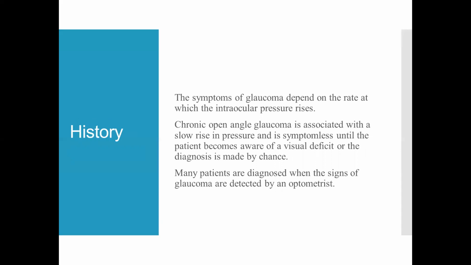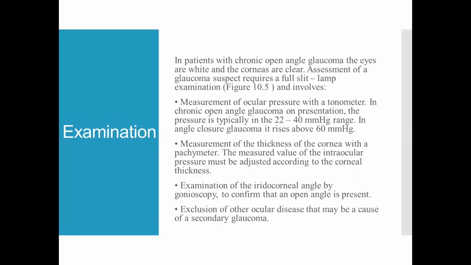History. When a patient comes and you ask them for the history, the symptoms of glaucoma are going to depend on the rate at which the intraocular pressure rises. Chronic open-angle glaucoma is usually associated with a slow rise in pressure and is symptomless until the patient becomes aware of a visual deficit or the diagnosis is made by chance. Many patients are diagnosed when the signs of glaucoma are detected by an optometrist. So in the history, most likely they're going to be symptomless. On examination, in patients with chronic open-angle glaucoma, the eyes are white and the cornea is clear.